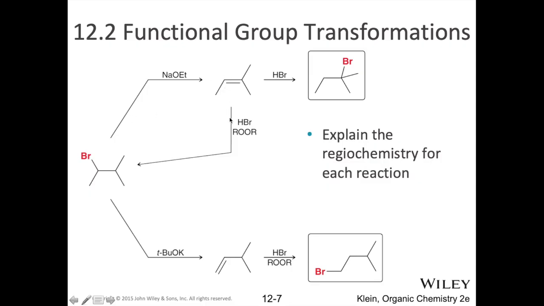Alternatively, if we had done the anti-Markovnikov addition, we would have just gone back to our original reactant. Now, with this reactant, we could take a bulky base like potassium tert-butoxide here, and instead we get the Hofmann elimination product. Now, if we use an anti-Markovnikov addition of HBr, we get the bromine over here on this carbon. Now, if we did the regular Markovnikov addition, you're going to get a mixture of products.